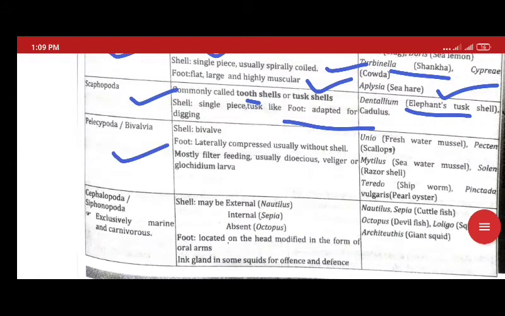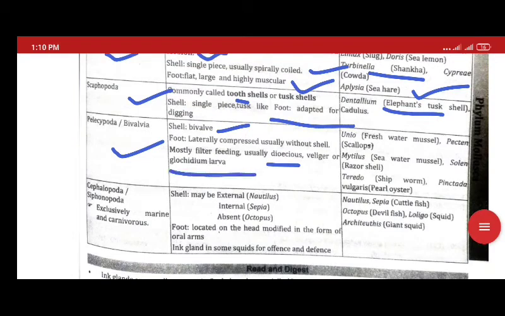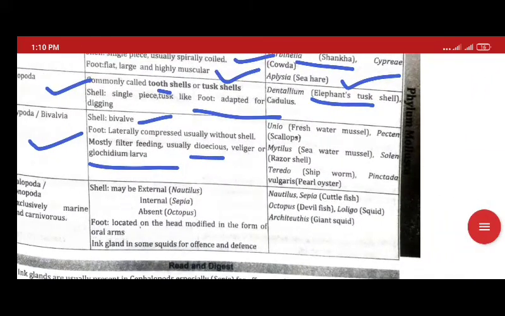Now the other is Pelecypoda or Bivalvia. In this the shell has two valves, so bivalve, and the foot is laterally compressed, usually without a head, mostly filter feeding, and usually dioecious, and the larva is glochidium, occurring in water. Now Unio is the freshwater mussel, and Teredo, this is also an important name, the shipworm, and Pinctada vulgaris, the pearl oyster, that produces pearls.